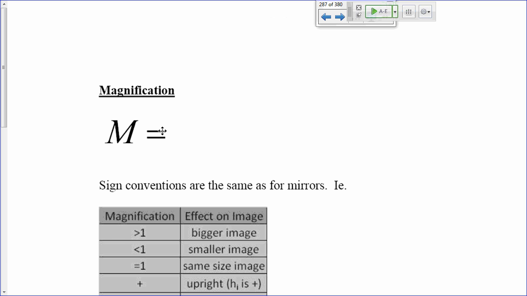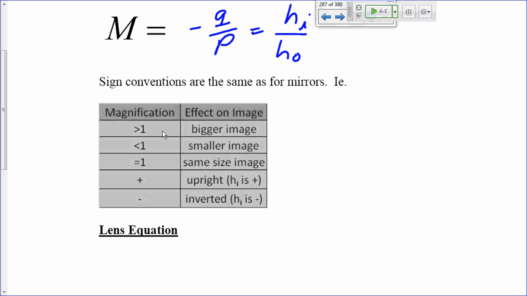All right, and then we're also going to define our magnification. This is all the same as what we had for mirrors. There are just a couple of small differences. Our magnification is negative q over p. We can also define our magnification as height of the image over height of the object, just like we did for mirrors. And then all the same sign conventions are going to be in effect.